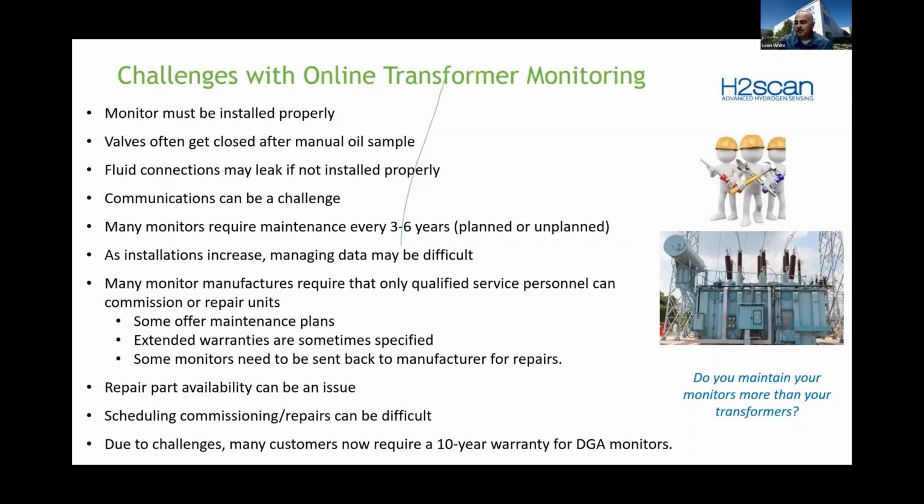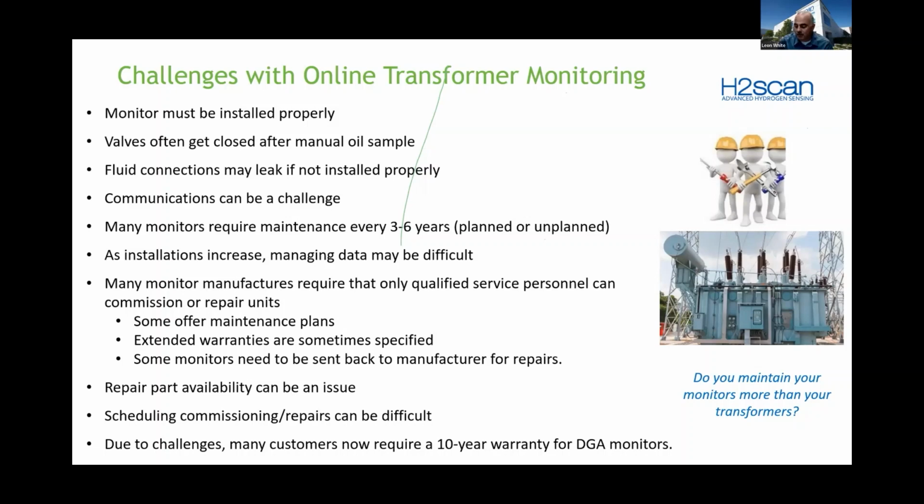Communications can be a challenge. In my experience, when you have a customer that's trying out a monitor for the first time, the monitor is installed within a day or two. Getting the communications actually brought back and somebody using that information can take anywhere from 6 months to 2 years. And so it's very important that you have a plan up front for how you're going to communicate to that device and make sure that you're realizing the benefits of having that monitor on the transformer.